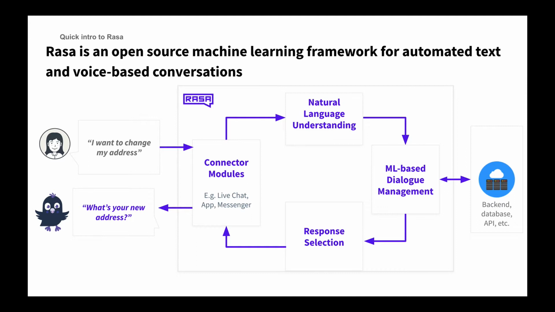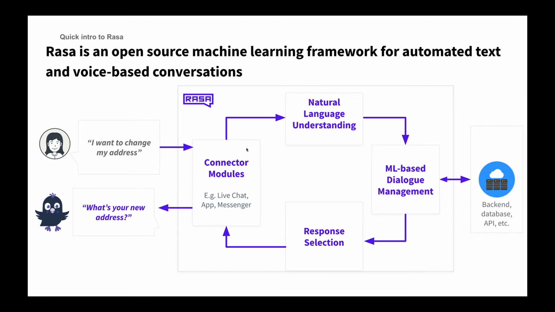So the diagram here is a very, very simplified way to showcase the components of Rasa open source and what kind of process user messages go through until an assistant responds back to the user. So let's say we have a user, they want to change their address, and the first component that this message usually goes through is some kind of connector module. So this can be either some kind of live chat, messenger, specific app, or even just a command line like we will be using it for our session today.